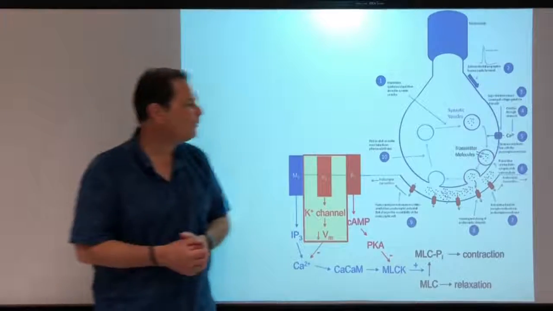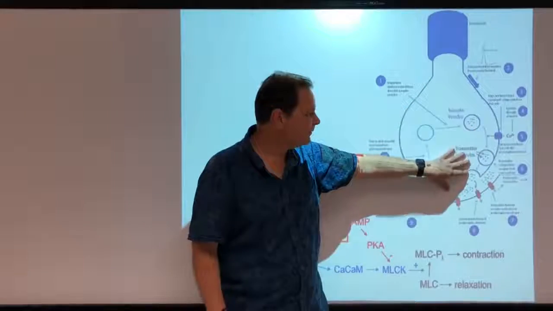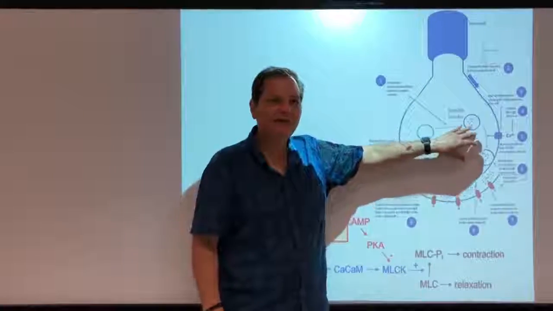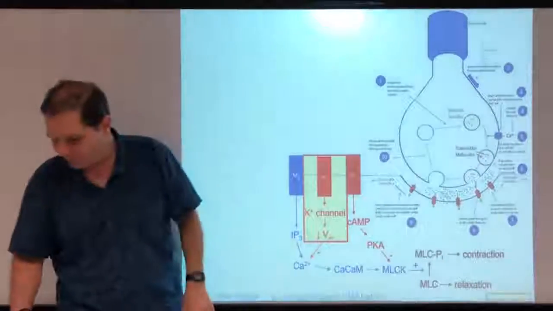Now we have one more receptor. It is the alpha-2 receptor. The alpha-2 receptor is actually located in the presynaptic membrane, which is the neuron here. Okay?